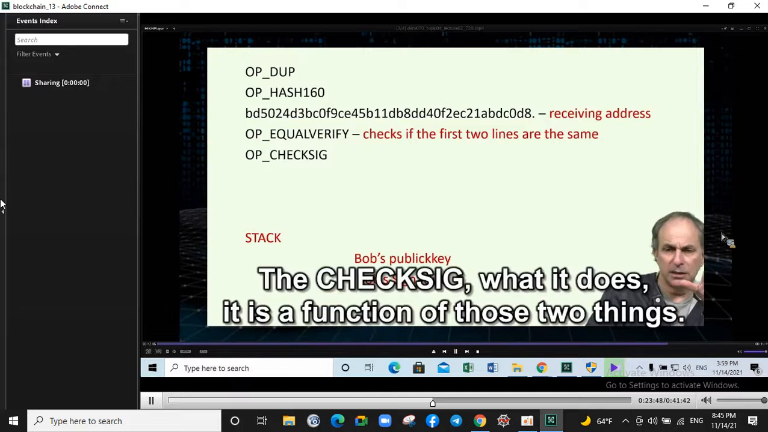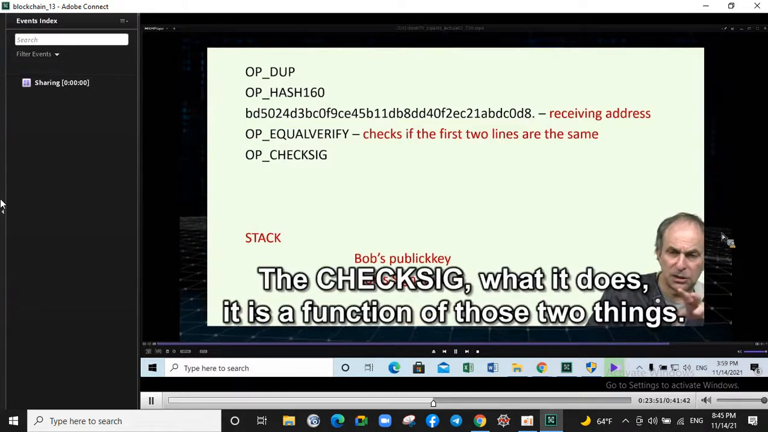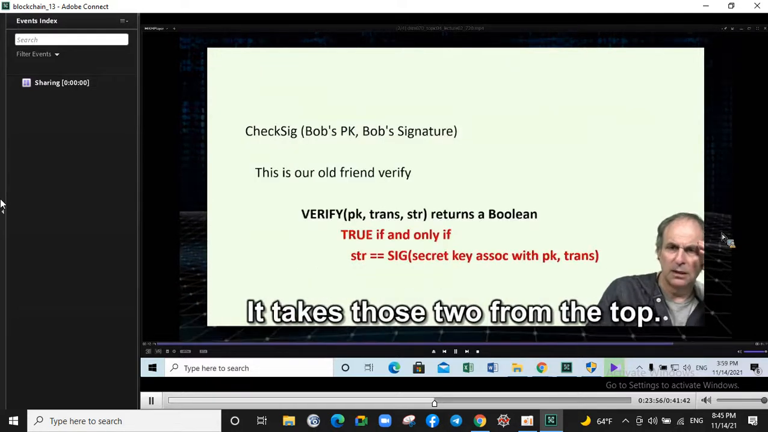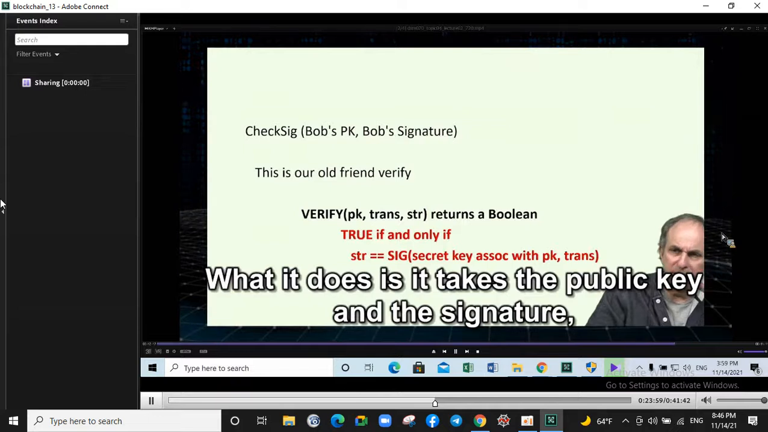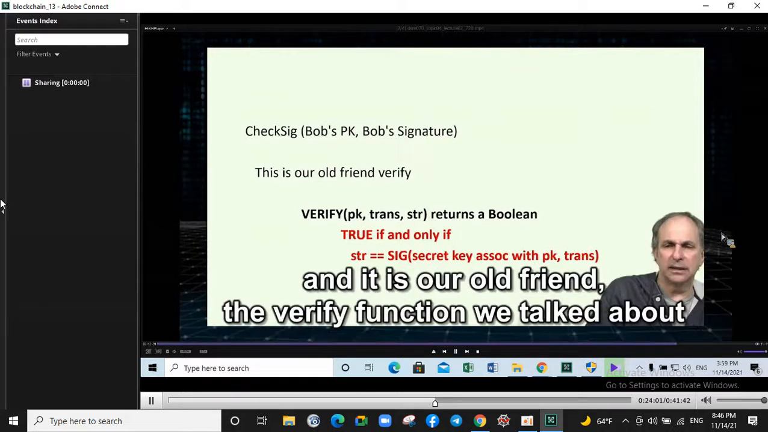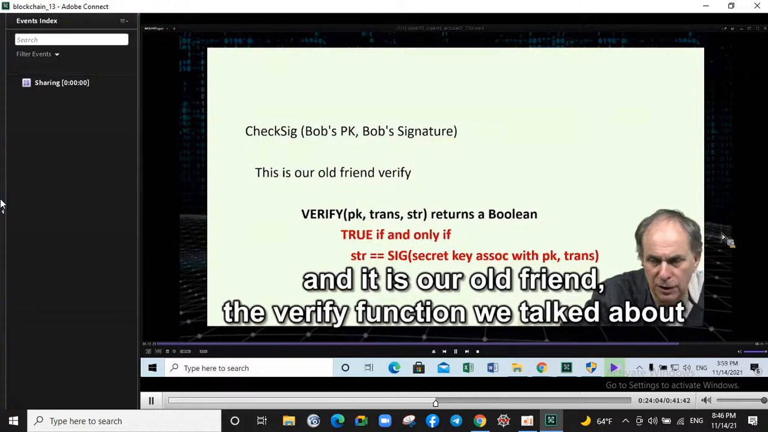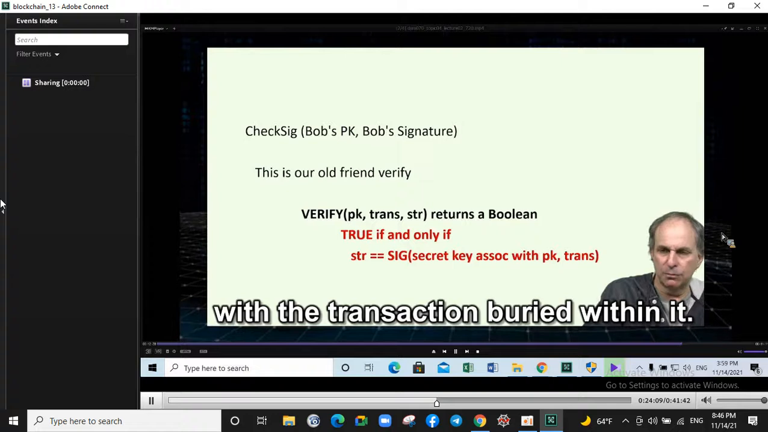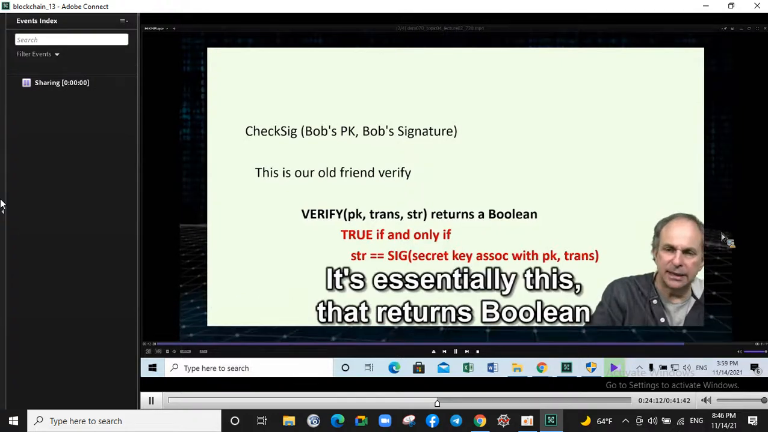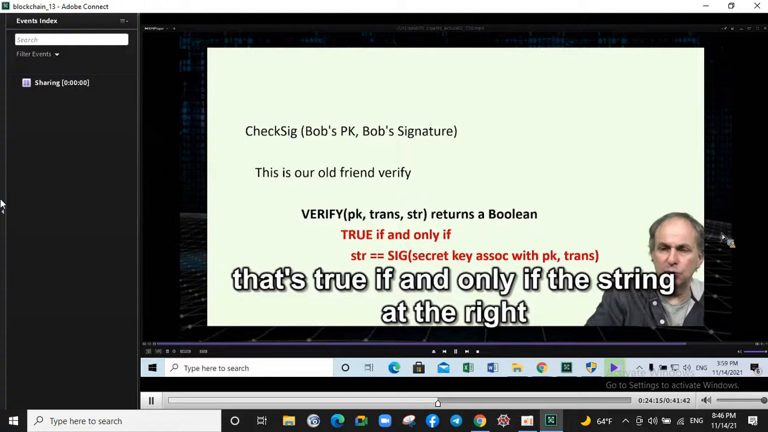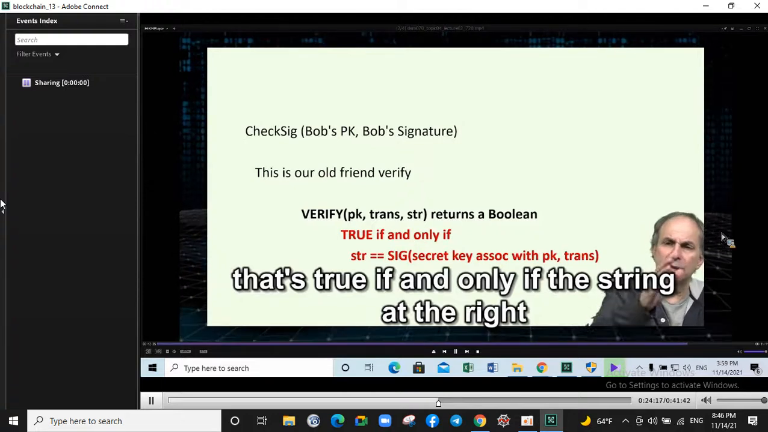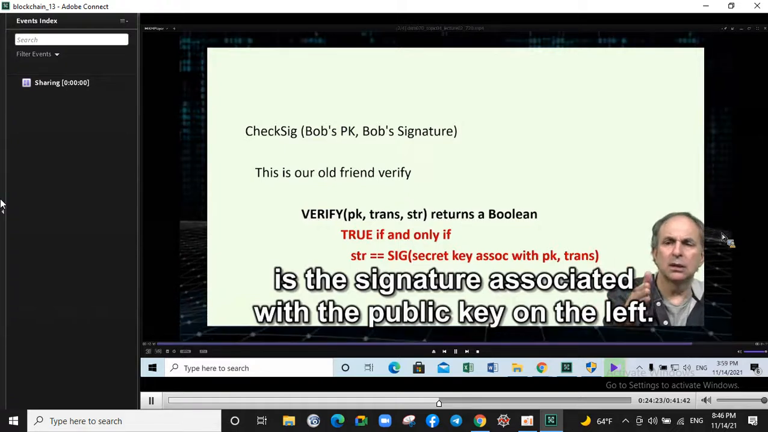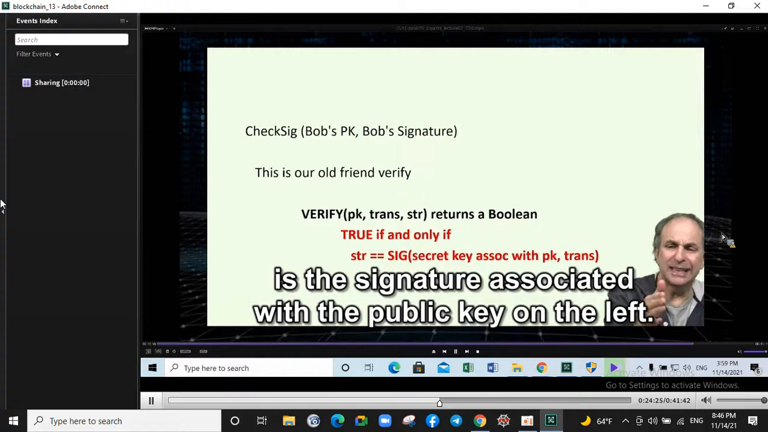And the check sig, what it does is it is a function of those two things. So it's a function of two variables, so it takes those two from the top. And what it does is it takes the public key and the signature, and it is our old friend, the verify function we talked about, with the transaction sort of buried within it. So it's essentially this, that it returns a Boolean that's true if and only if the string at the right is the signature associated with the public key on the left, right?